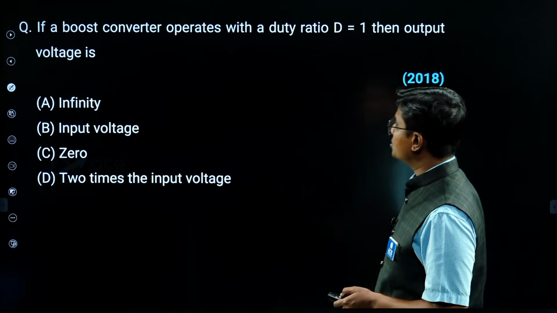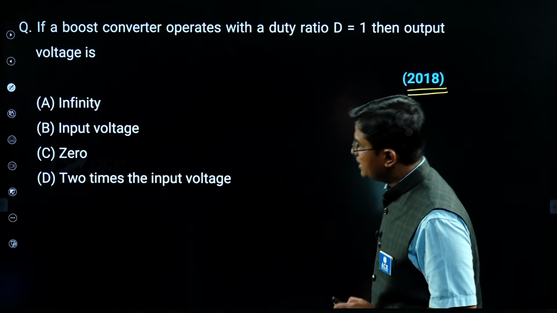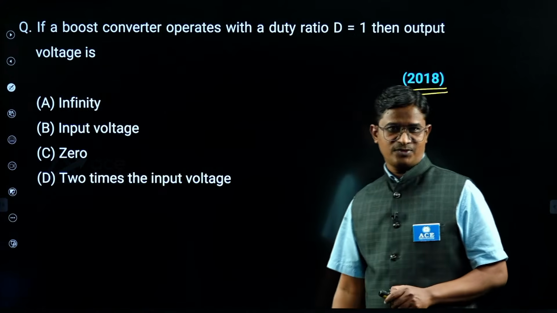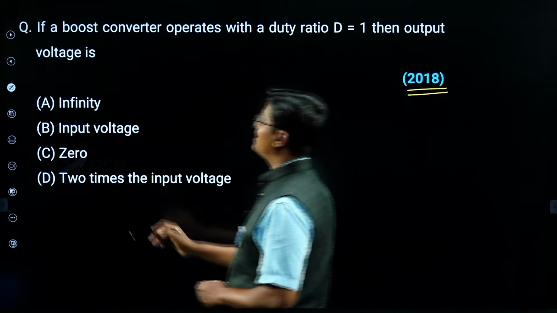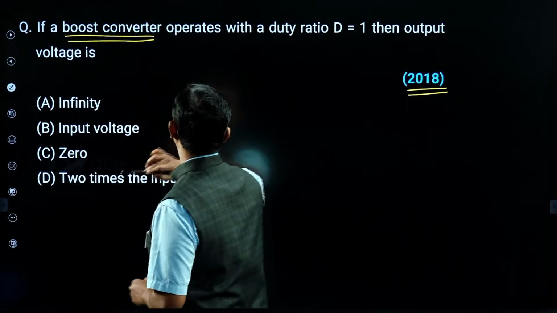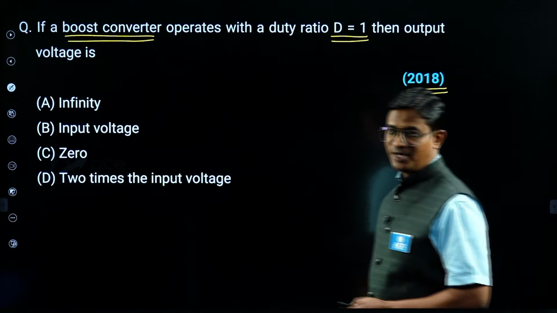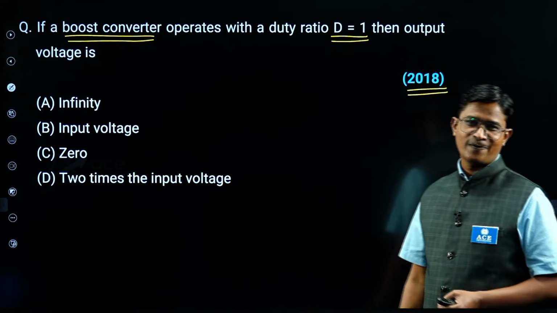Yes, 2018 question. If a boost converter operates with a duty ratio D equal to 1, then the output voltage is... So here they are talking about the boost converter. In boost converter, if D equal to 1, what is the output voltage they are asking? Similar to what we discussed during our sessions. Come on, tell me.